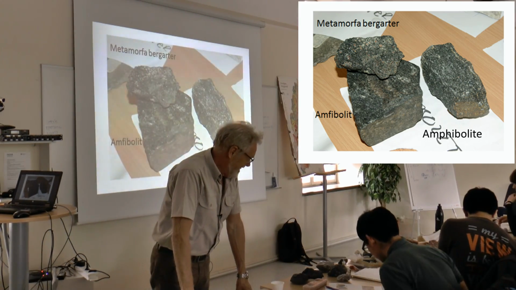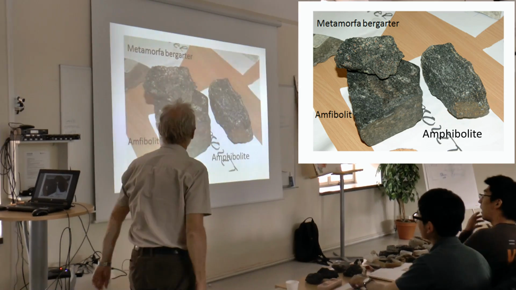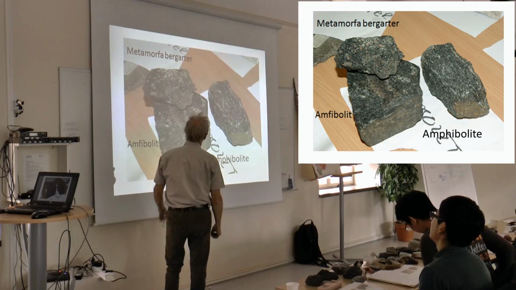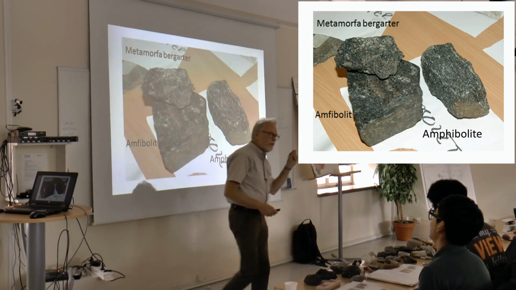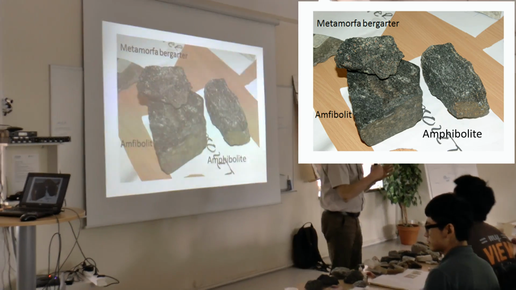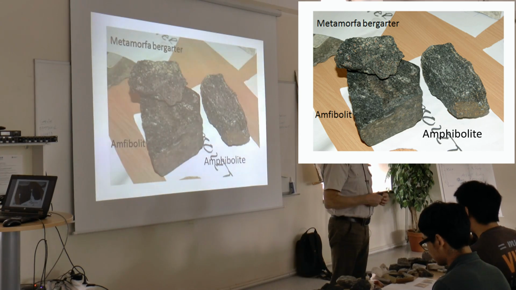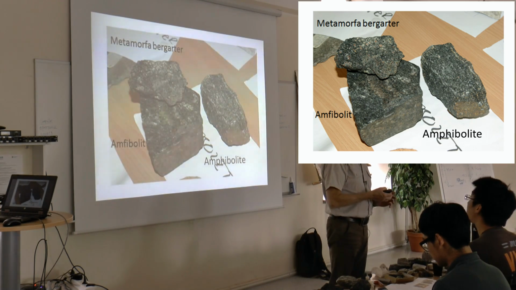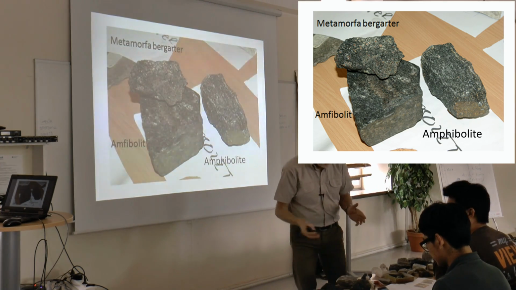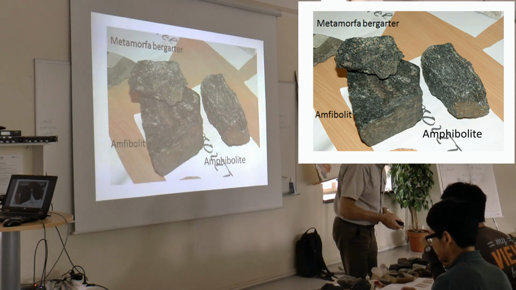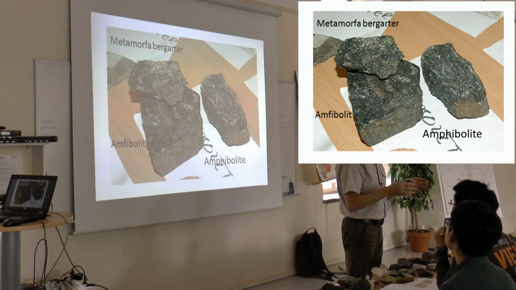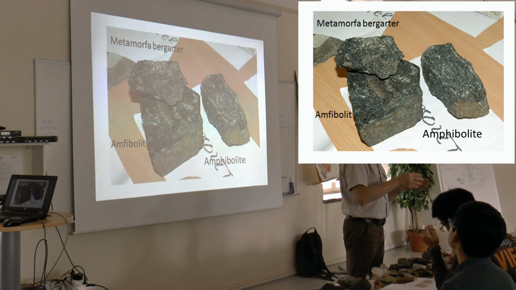We'll start again with this metamorphic rock, which is called amphibolite. This is if we are pressing together and heating up a diabase, a gabbro, or a basalt, they will all three of them turn into amphibolite. And if we just have an amphibolite, we cannot really see what type of rock it was before.